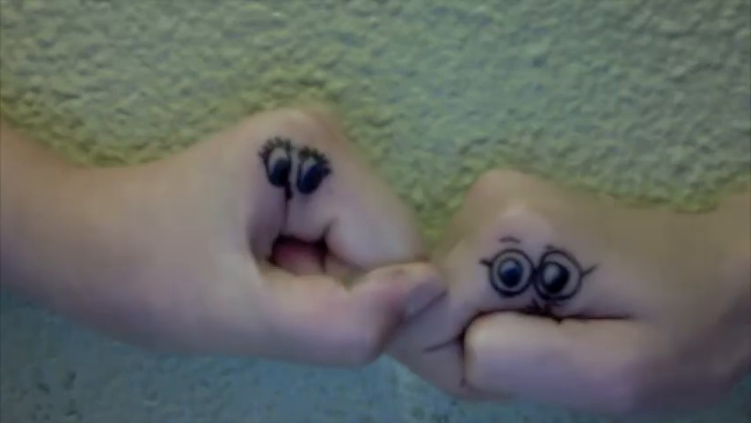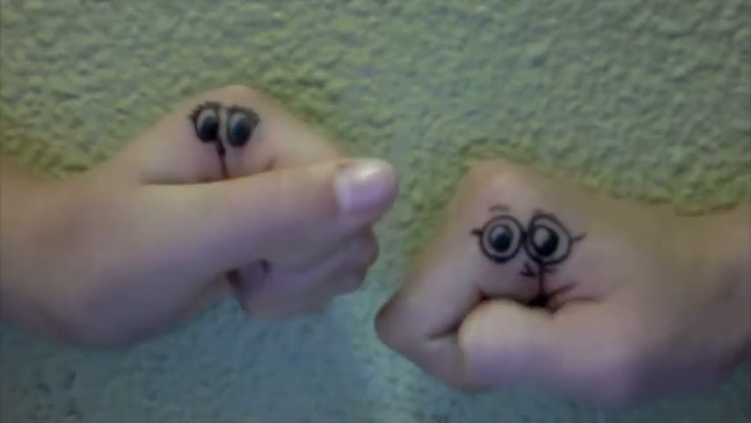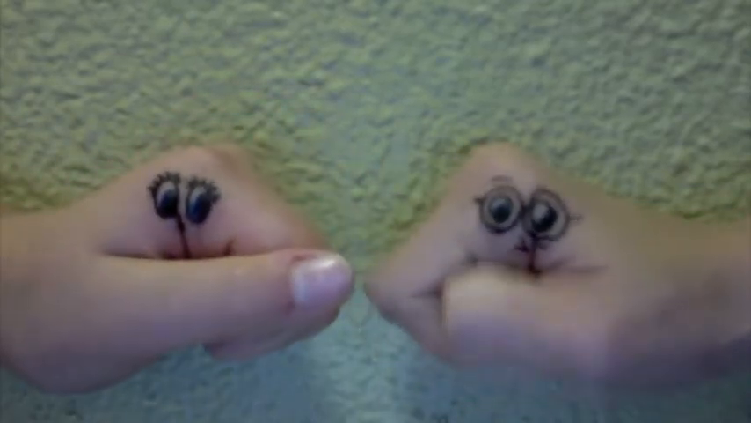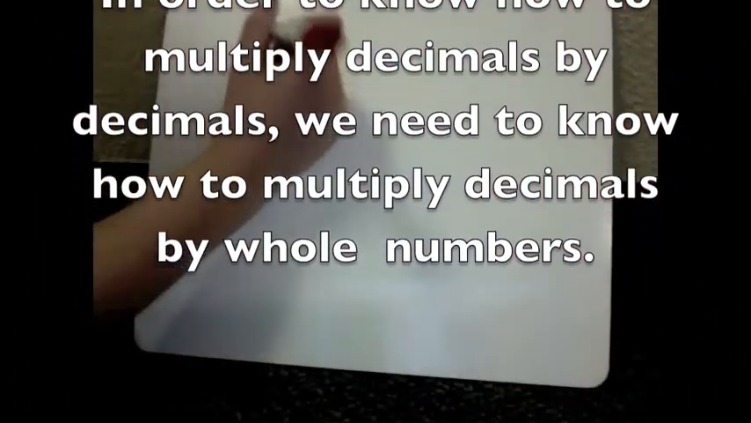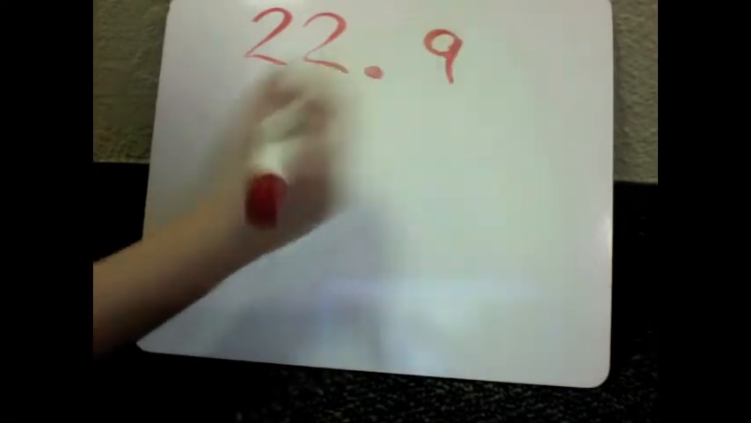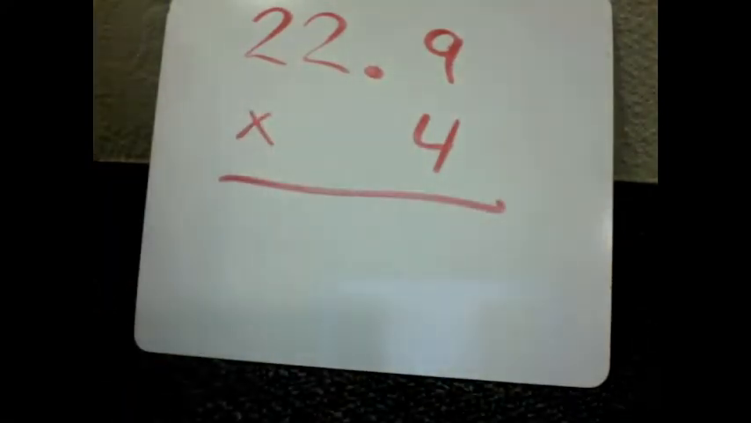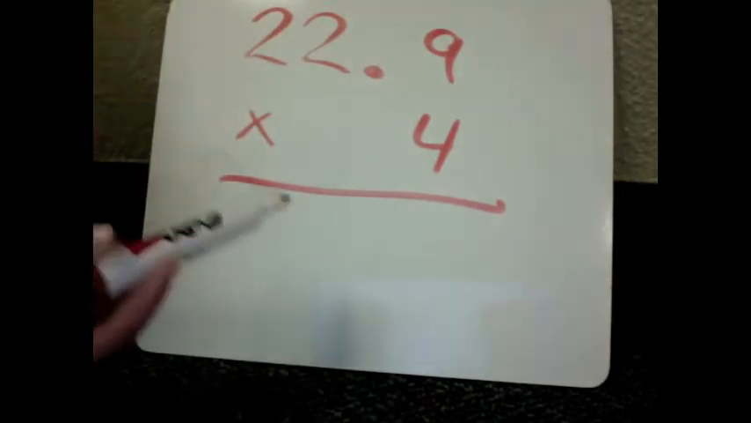Like, how do you multiply decimals? This is how you multiply decimals. So let's say we have this problem: 22.9 times 4. To multiply decimals by whole numbers, we would just multiply like usual.